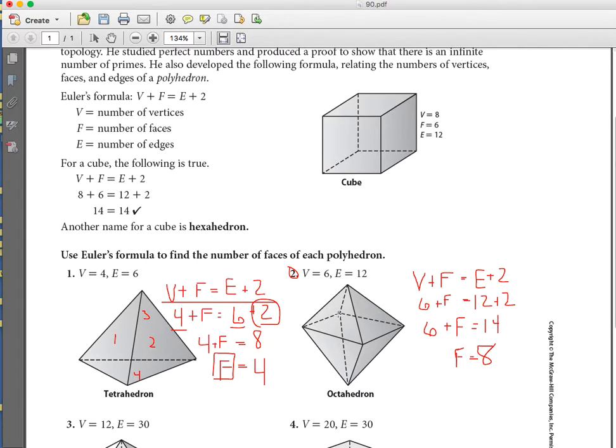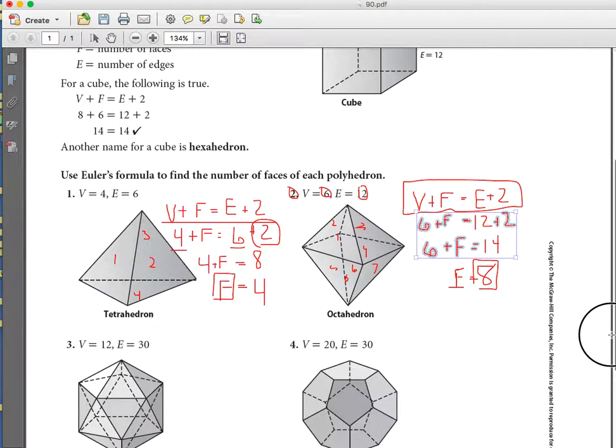Okay, same with number 2. You might be able to visualize that there's 1, 2, 3, and 4, and then 5, 6, 7, and 8. But again, if that's a struggle for you like it is for me, you might need to rely on Euler's formula and substitute in what you do know. In this case, we know there are 6 vertices and 12 edges. When we plug that all in, we get 8 faces.